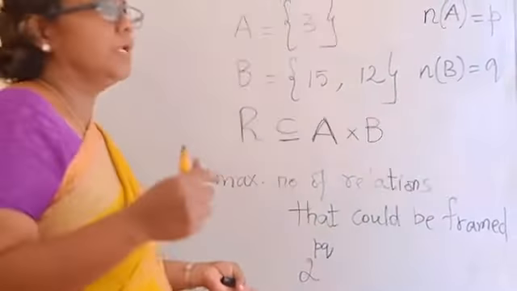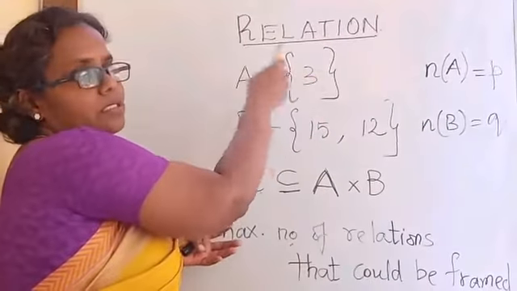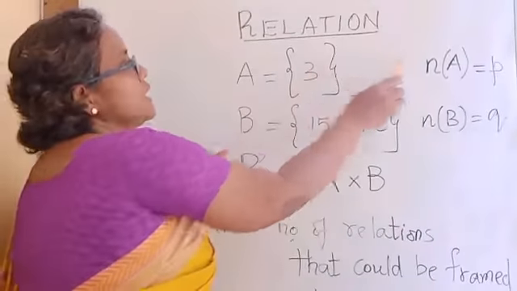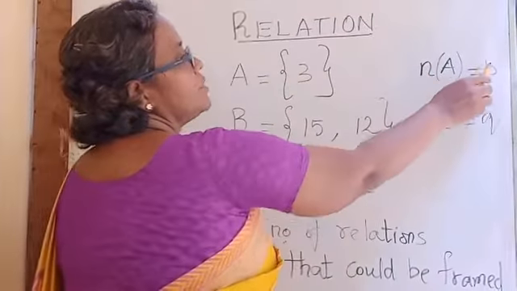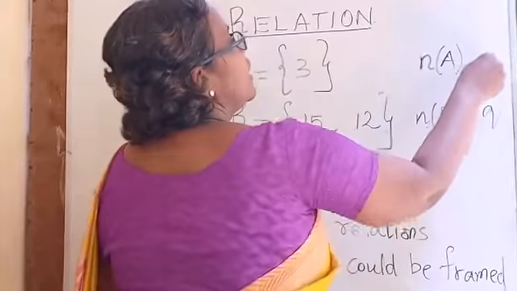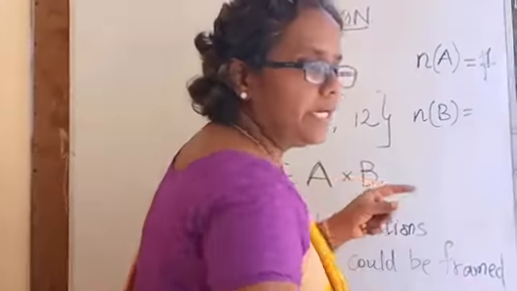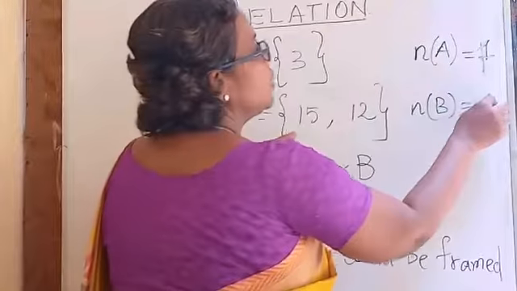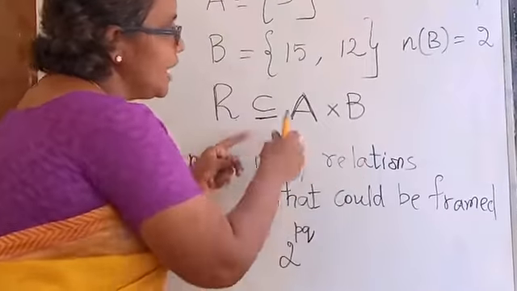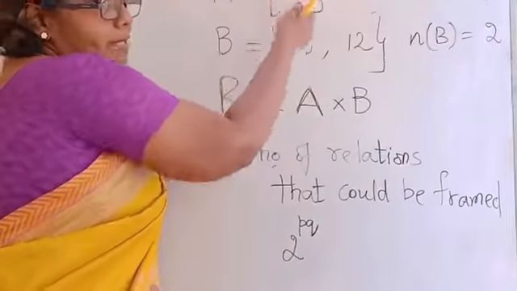So here set A consists of only one element and it is a singleton set. Set B consists of 2 elements. So what is the cardinal number of A? Cardinal number of A, which we represent by means of P. So P is equal to what now? It is 1 here. P is equal to 1 here. And then what is the cardinal number of set B? Cardinal number of set B is equal to 2 here. So 1 and 2. So what will be the maximum number of relations that I can develop, or I can frame using the elements in set A and B?